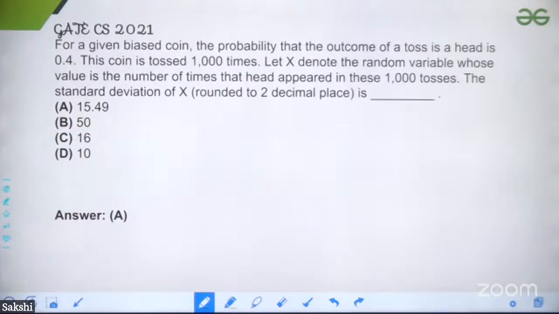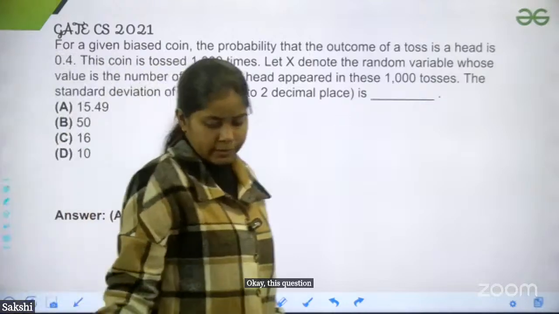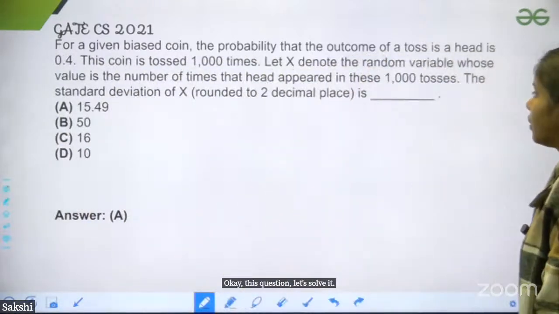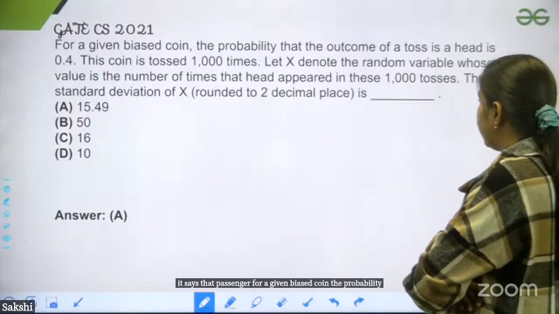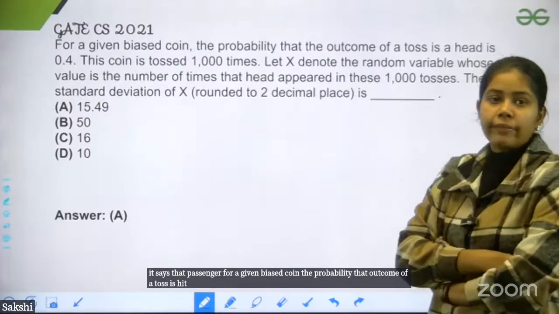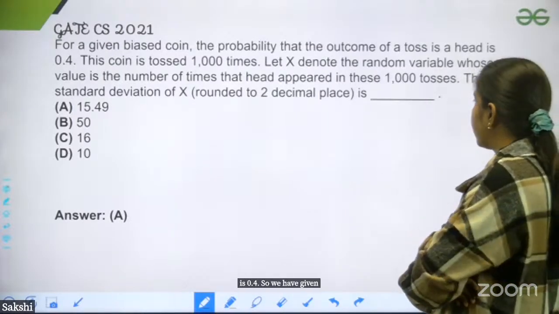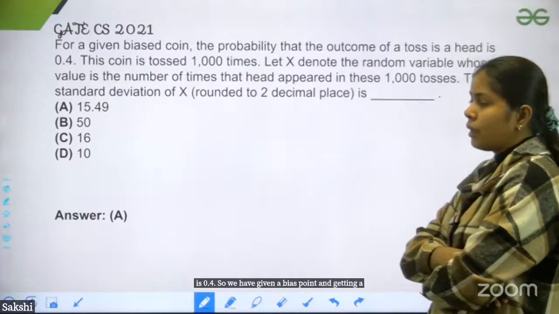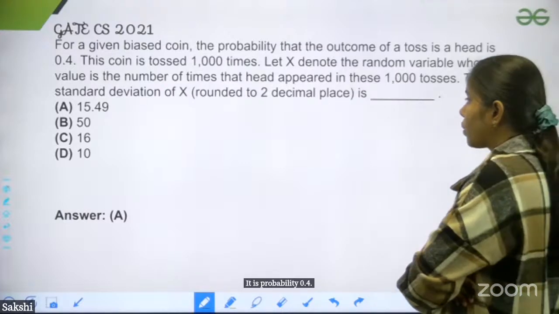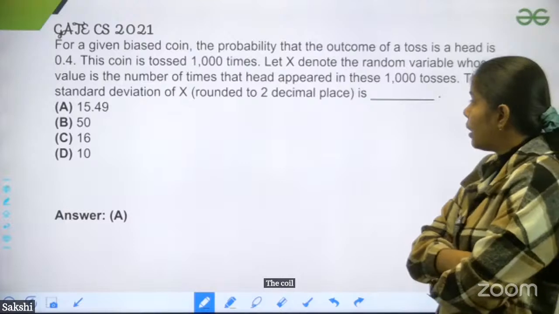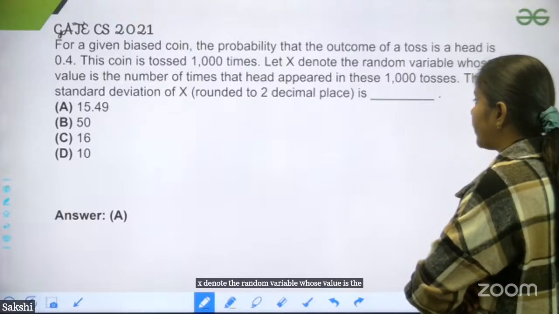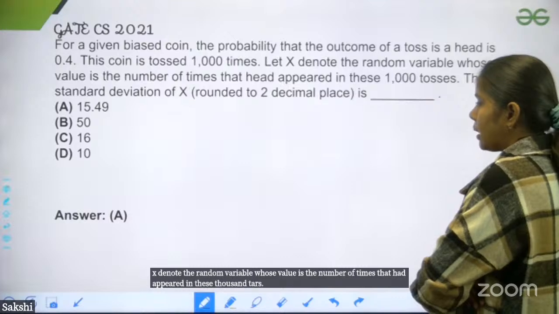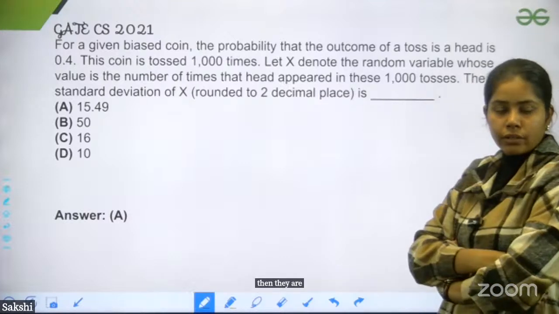Okay, this question, let's solve it. It says that for a given biased coin, the probability that the outcome of a toss is head is 0.4. So we have given a biased coin, and the probability of getting a head is 0.4. The coin is tossed 1,000 times. X denotes the random variable whose value is the number of times that head appeared in these 1,000 tosses. Then they are asking for the standard deviation.